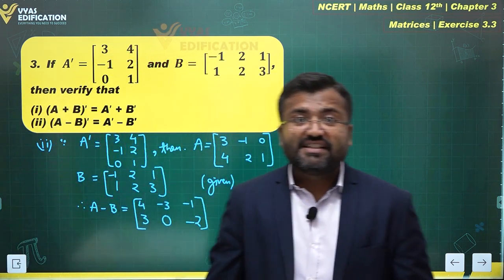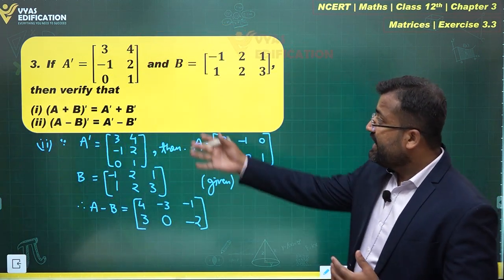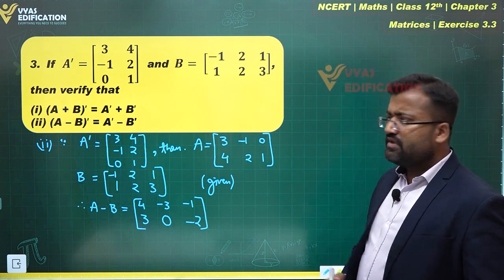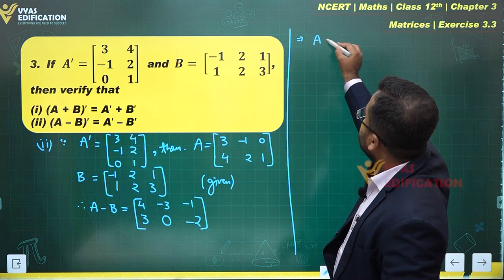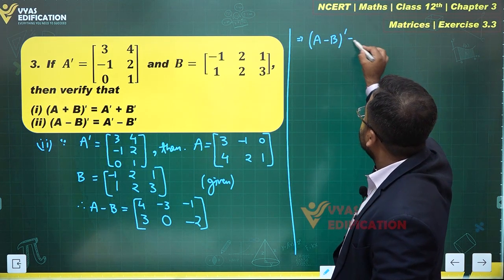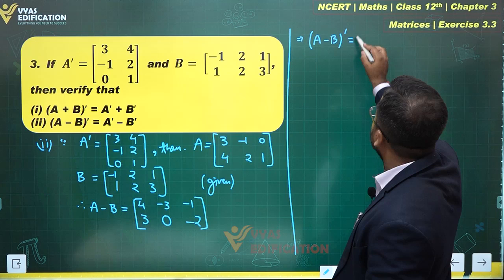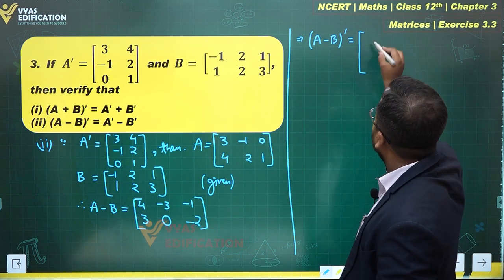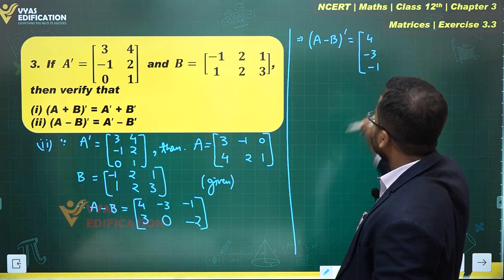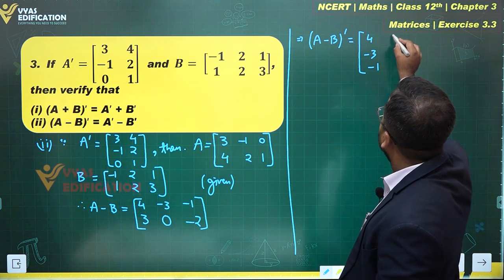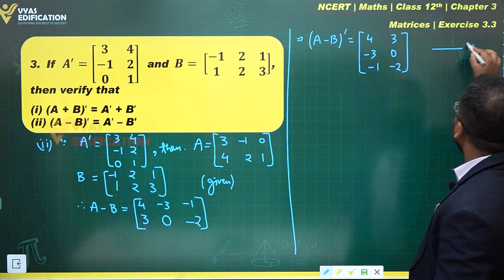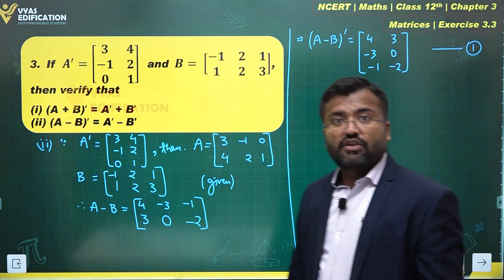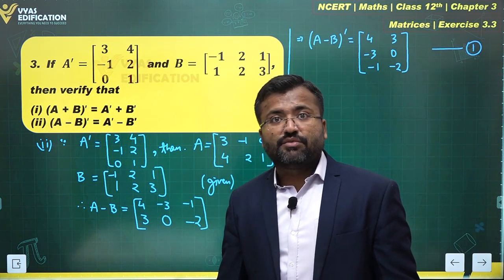Now, using this matrix A minus B, can we further find (A minus B) transpose? Yes, we can easily find that. This implies (A minus B) transpose is equal to the transpose of this matrix. What is that? The first row, 4, 3, minus 1, becomes the first column. The second row, 3, 0, minus 2, becomes the second column. Let us call this statement 1, right? This is (A minus B) transpose.